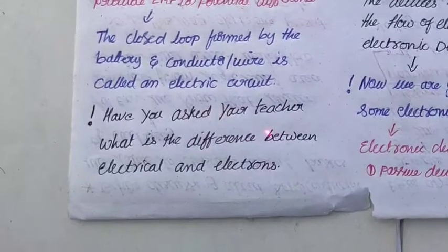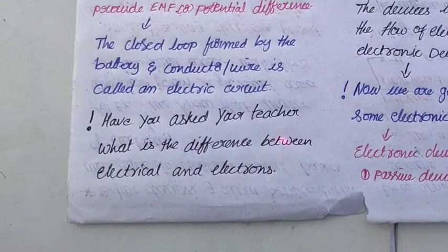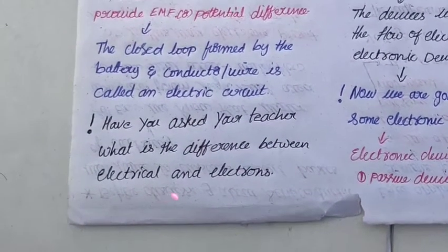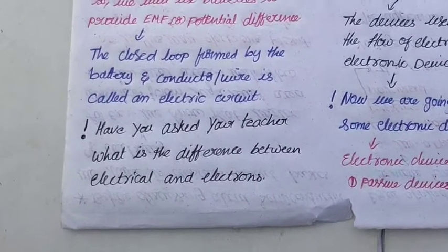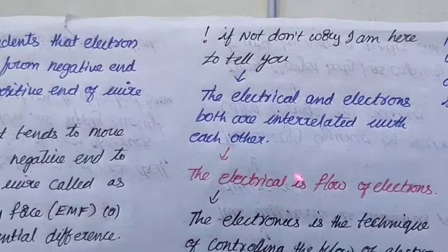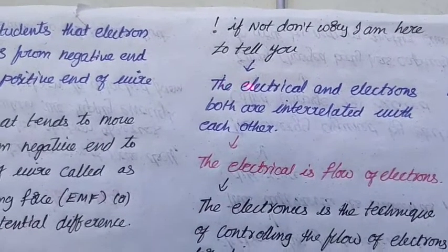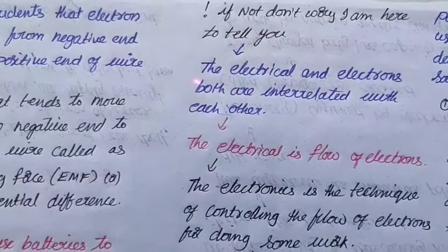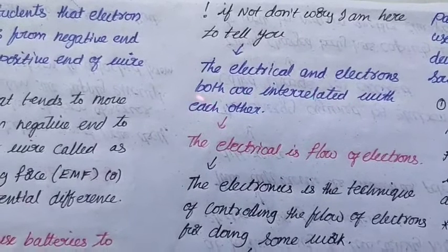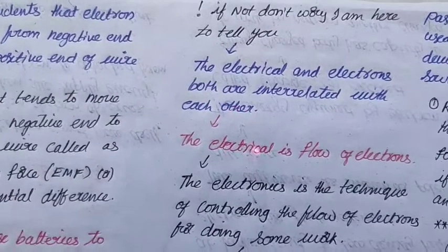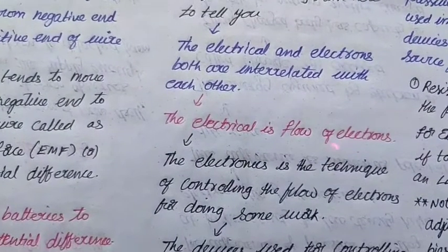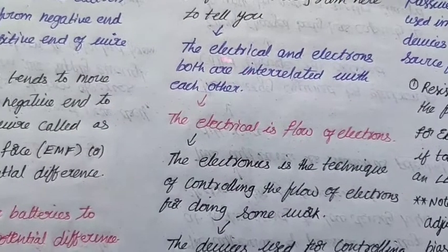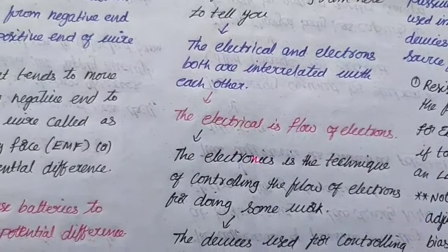Have you asked your teacher what is the difference between electrical and electronics? If not, let's find out. Don't worry, I am here to tell you. Electrical and electronics are both interrelated with each other. Electrical means the flow of electrons. The electrical subject deals with the flow of electrons.